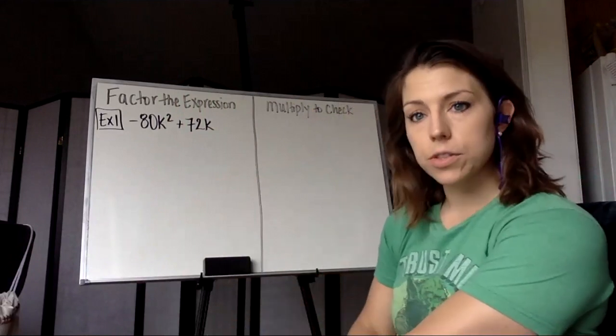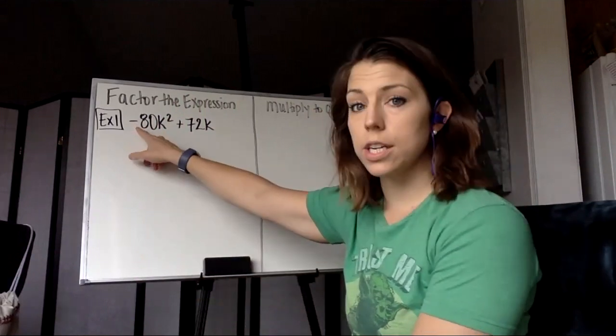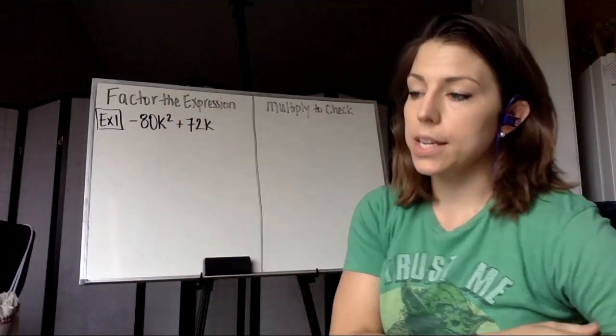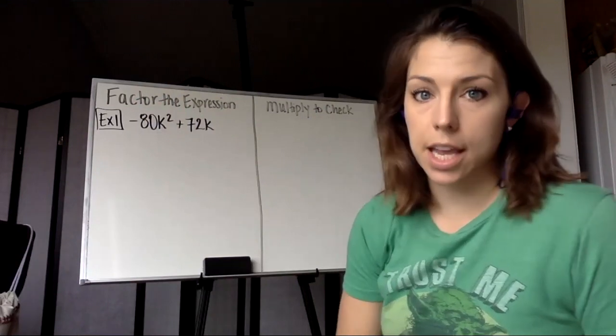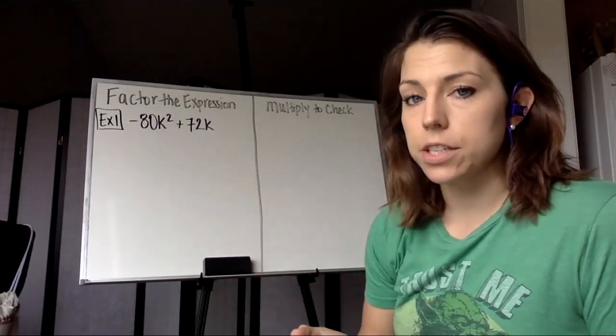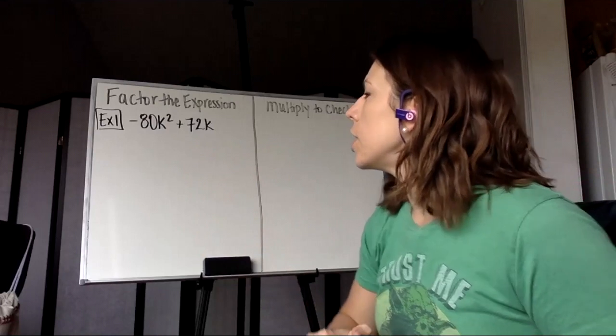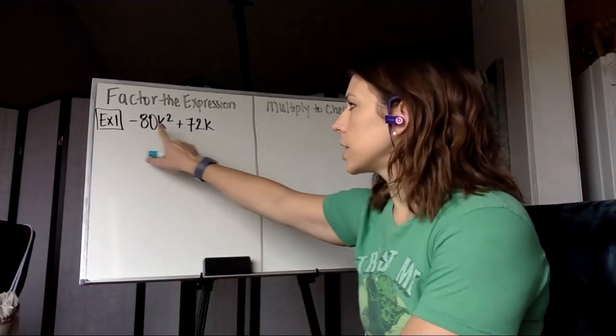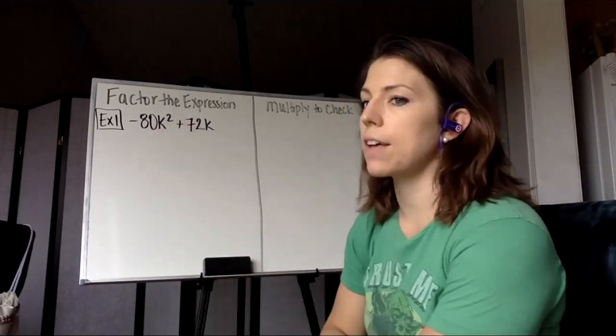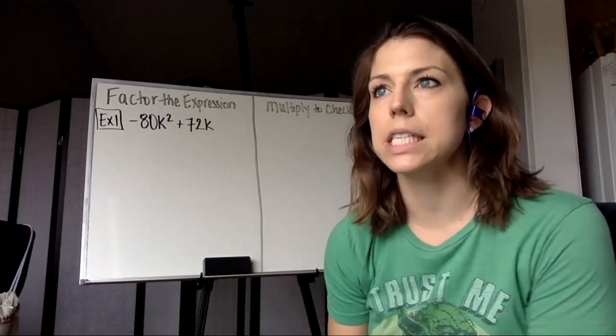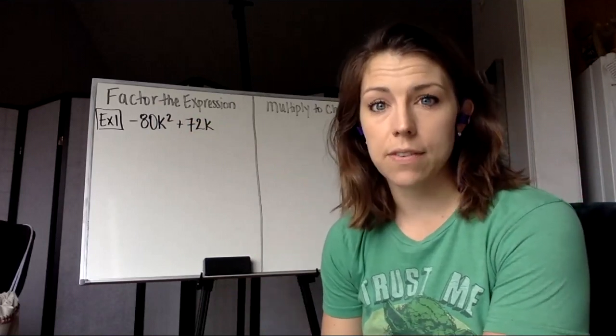Now, something stands out to me here. The leading coefficient is negative. If you remember from last week, when the leading coefficient is negative, that means our greatest common factor also has to be negative. So I start by looking at the two coefficients. I have negative 80 and I have positive 72. And I ask myself, what goes into negative 80 and positive 72?